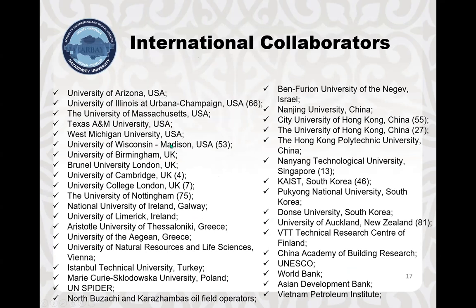Also, our department is actively working with universities and research institutes outside the country. This slide shows our international collaborator list. You can see, for example, the University of Illinois at Urbana-Champaign is the number one university in the United States in civil and environmental programs. Also, in the UK, UCL is there, KAIST is there, and others. So many universities outside of Kazakhstan work with our faculty members.